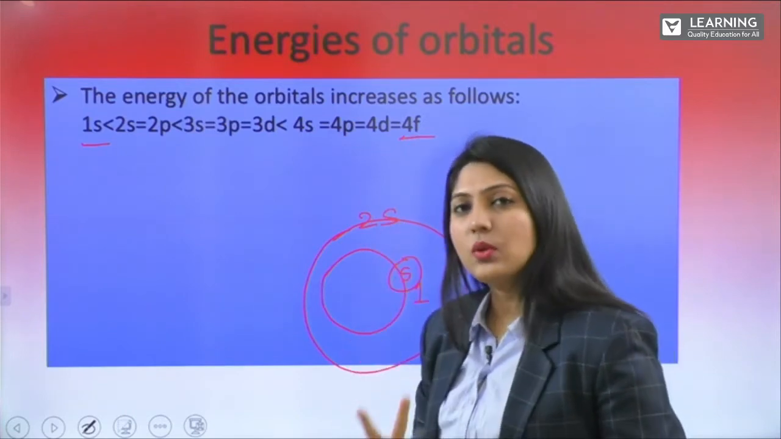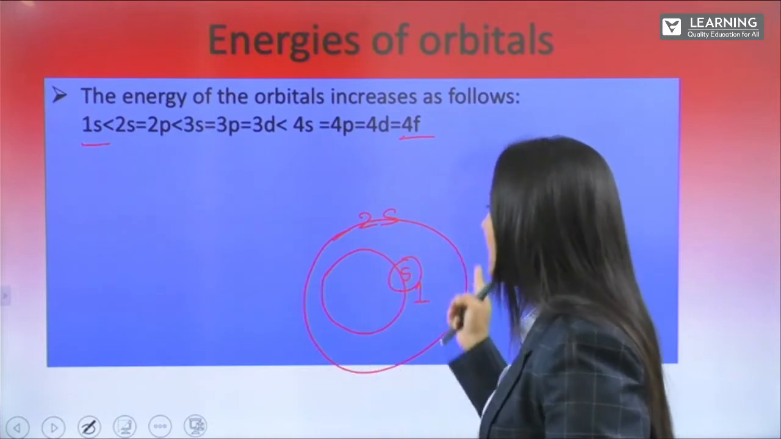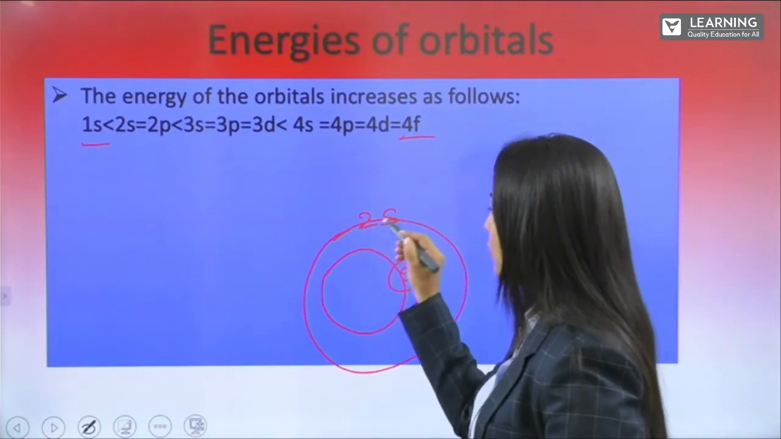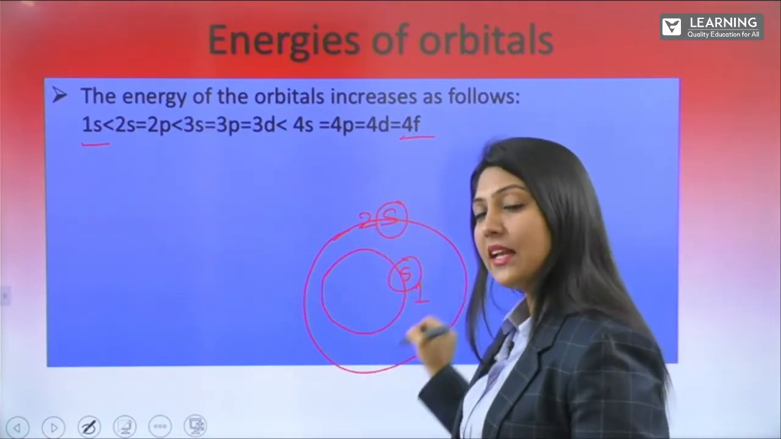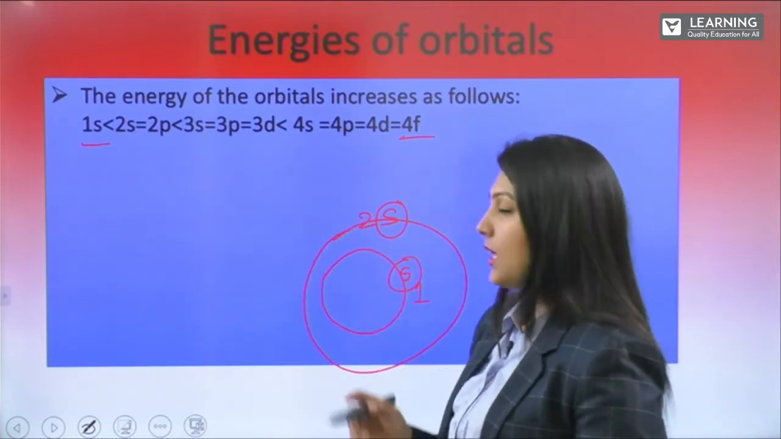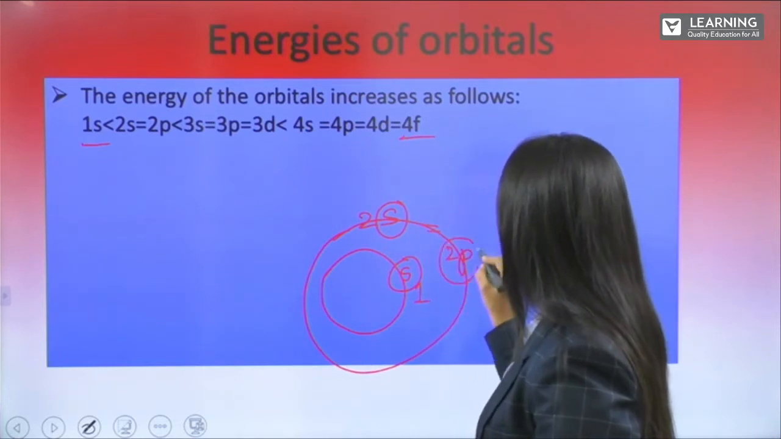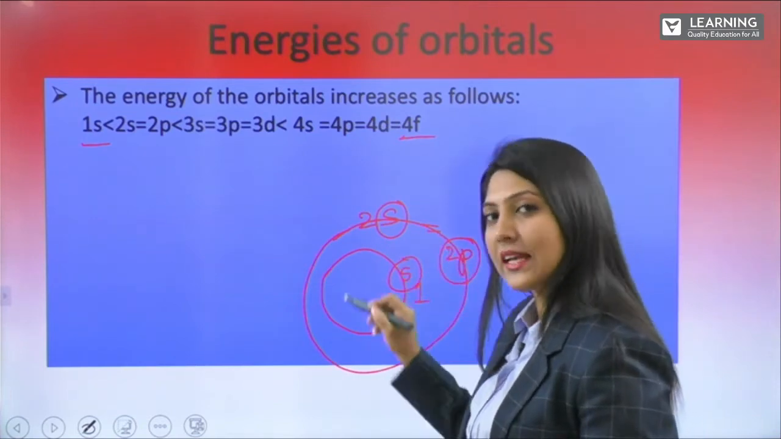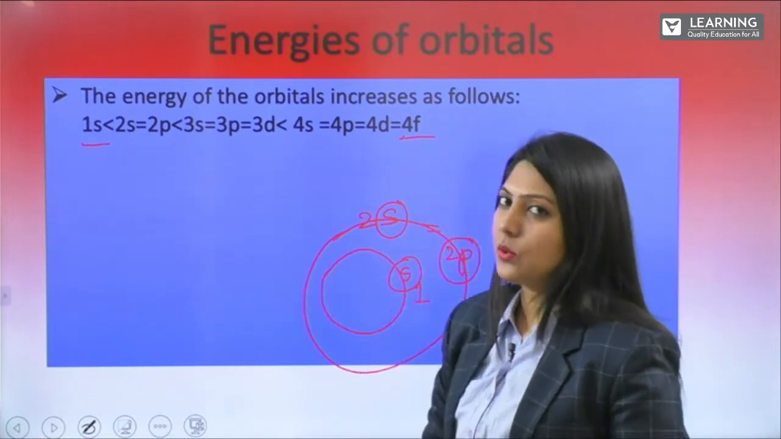2s means 2 gives you the principal quantum number which tells which orbit the electron is entering into. And in 2s, s is the orbital which is in the second orbit. And we also have 2p there. That means the p orbital is also in the second orbit. So here 2s is equal to 2p in energy.